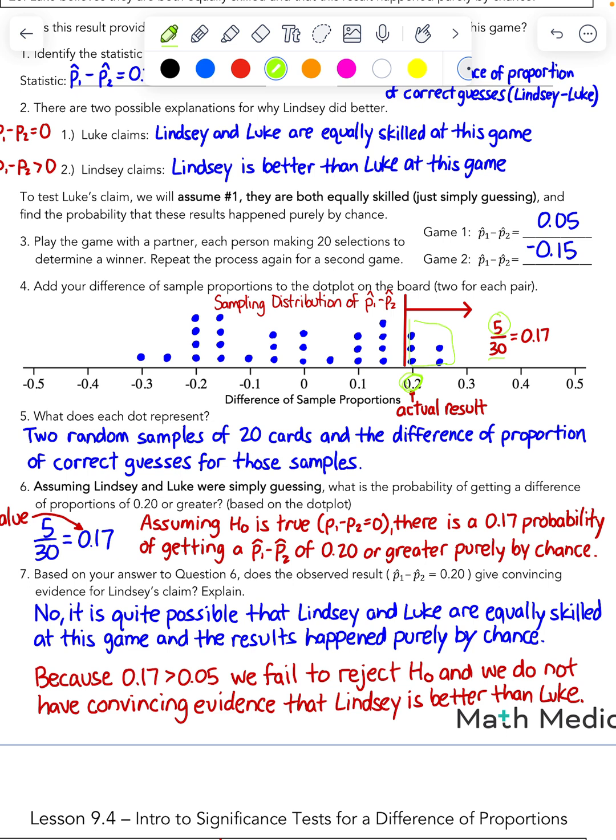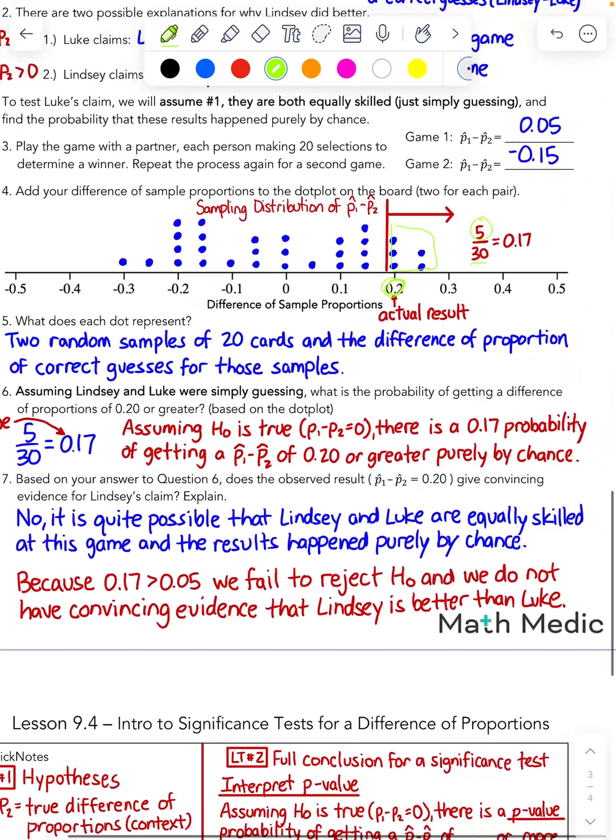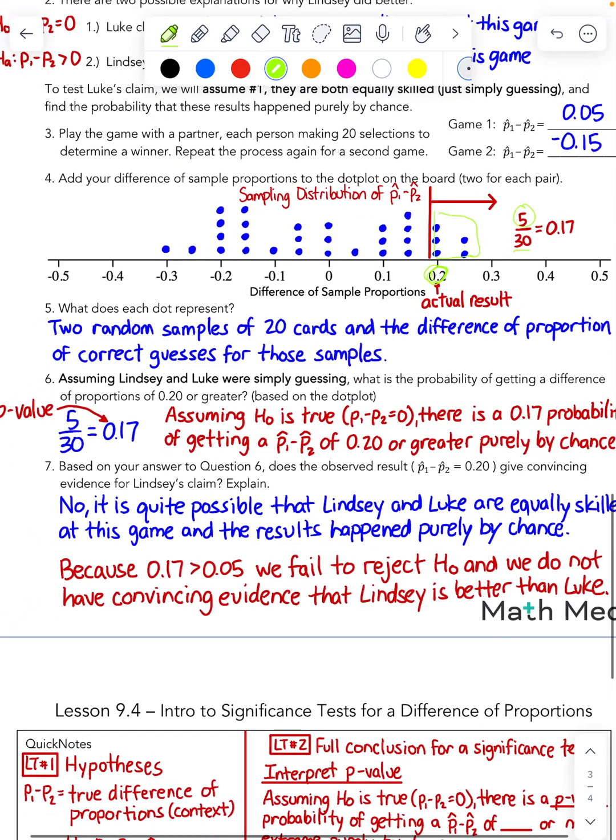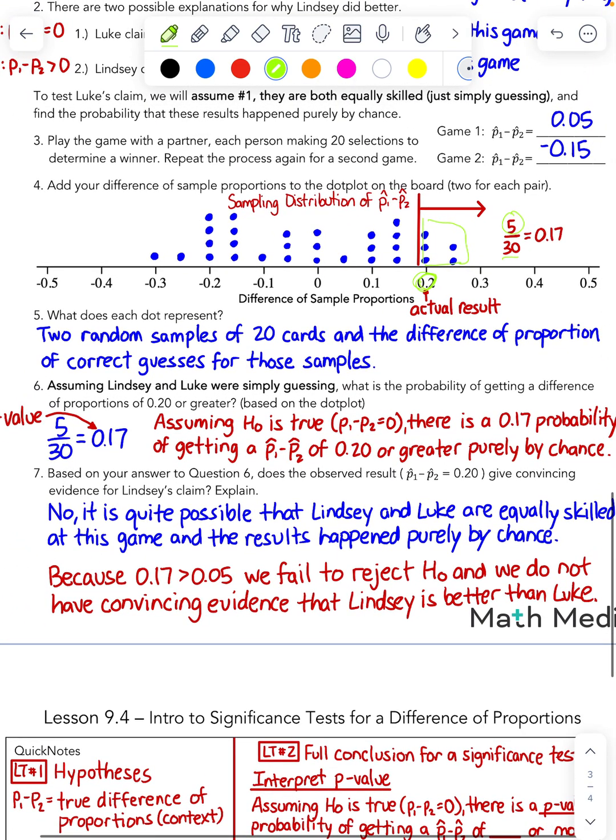So we're asking, how likely is it that you would get something with that big of a difference if there really was no difference at all? And it says about 17%, so it's not that unlikely. So what does each dot represent? Well, it represents 2 random samples of 20 cards, and the difference in proportion of direct guesses for those samples. And we're doing it where it's Lindsay minus Luke. So Lindsay goes first, then Luke.